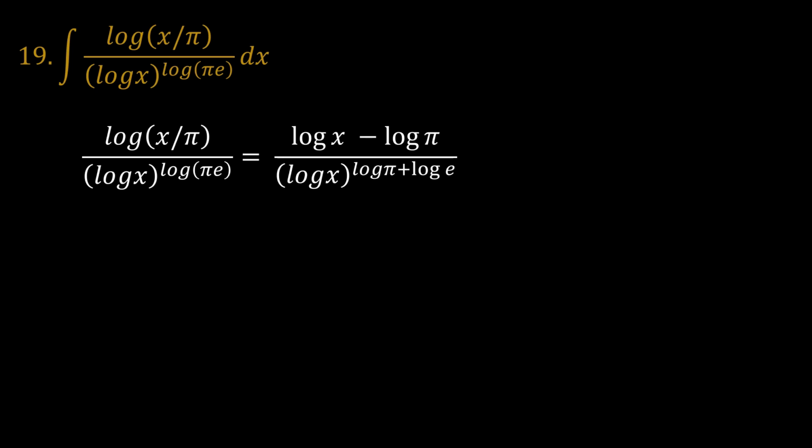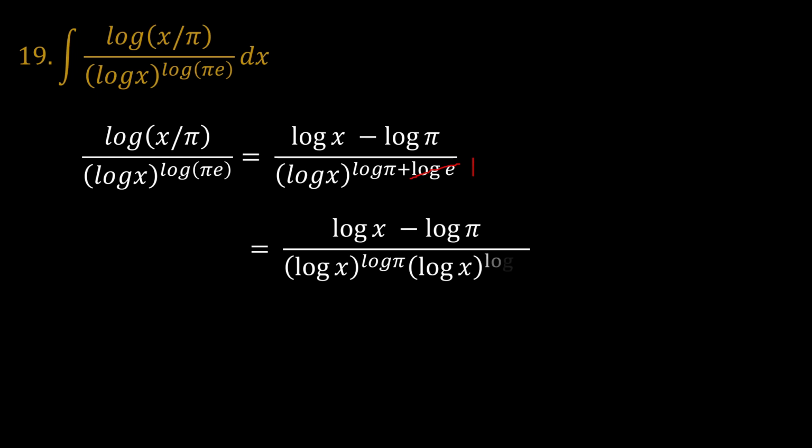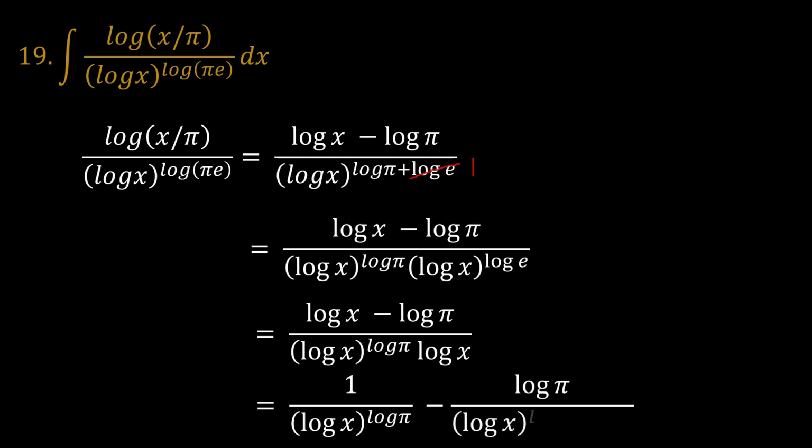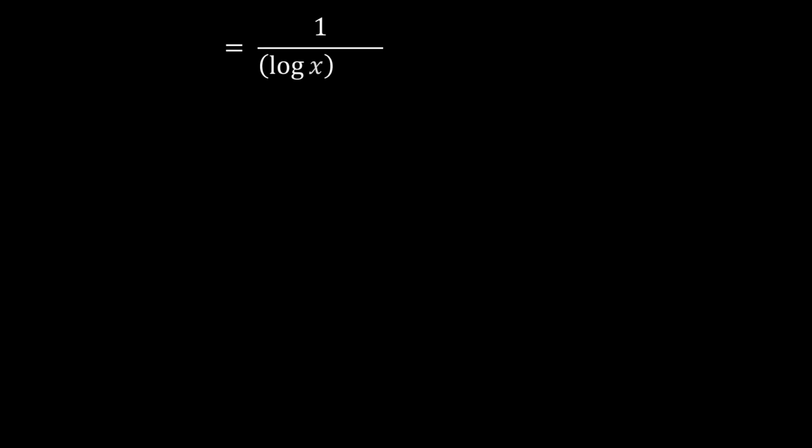And log e here, since it's a natural logarithm, the same base as whatever is being considered, is the same as 1. So we have log x minus log pi over log x to the power log pi times log x to the power log e. As I said, log e is the same as 1, so that remains as log x to the power 1. Then you can go further to simplify it. We divide log x, the first part of the equation here, and on the second part, the log x remains the denominator. So this is what we have obtained.